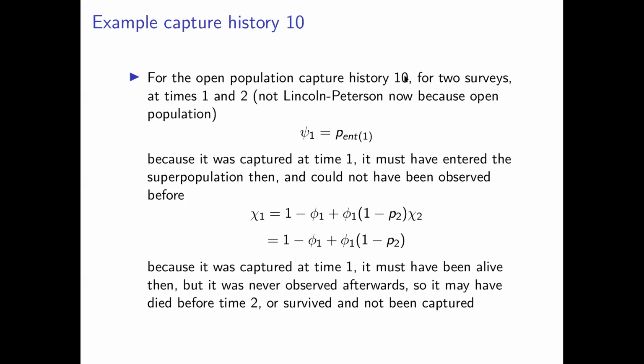But say we have a capture history 1-0, so there are just 2 surveys, and the animal was caught in the first survey, but not in the second. Well, psi 1 is the probability of not observing the animal before time 1, given that it's in the population at time 1. So that's just the probability that it's entered the superpopulation at time 1.